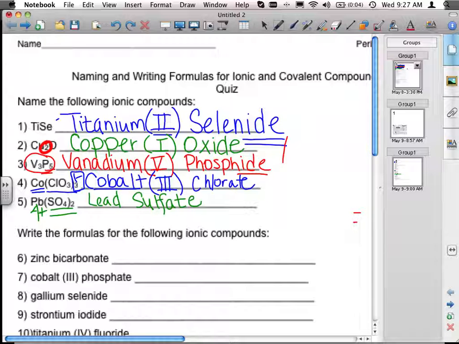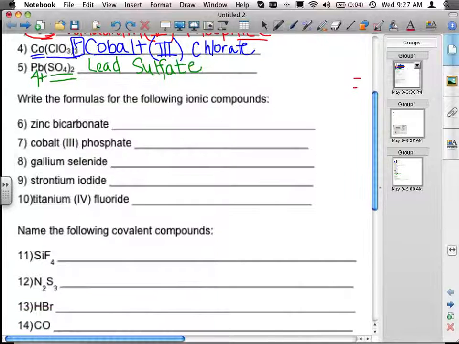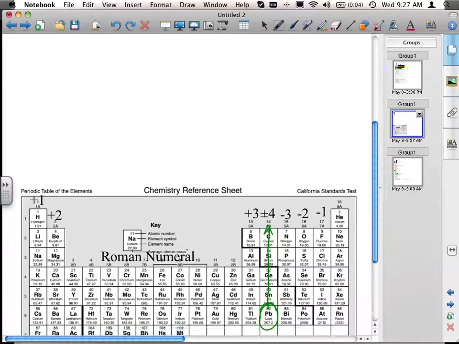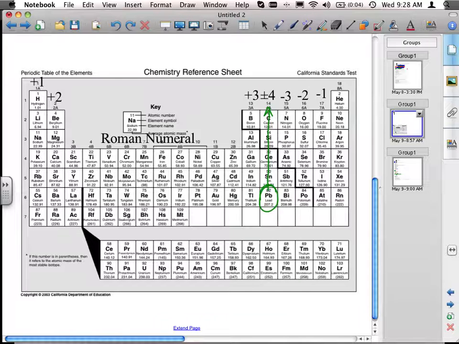Okay, so moving on. Now we are going to be writing the formulas. Writing the formulas of these compounds, we need to balance the equations. Starting off with number 6. Number 6 has zinc. I go to my periodic table to find the symbol for zinc. Zinc is right here. Okay? Zn.